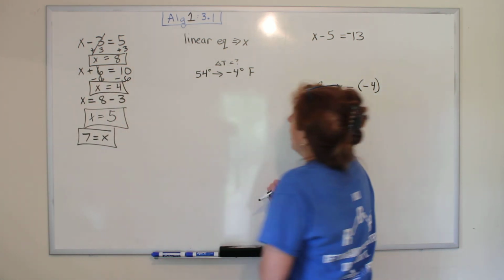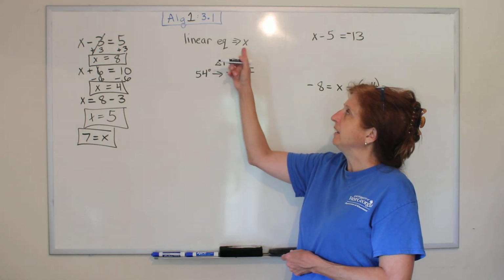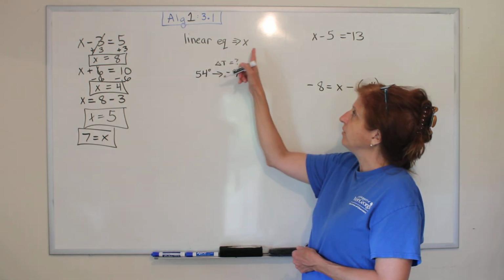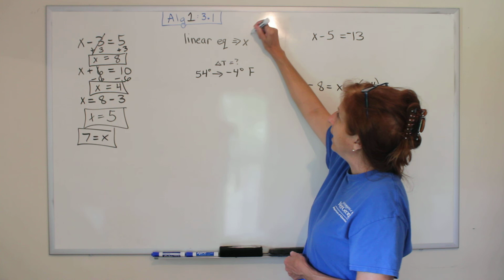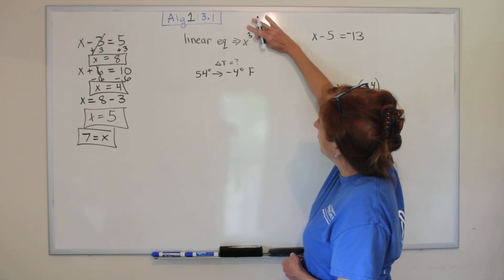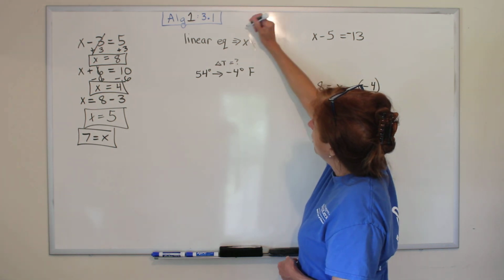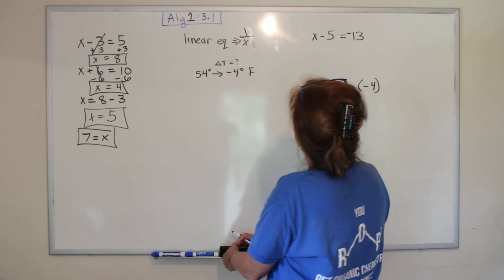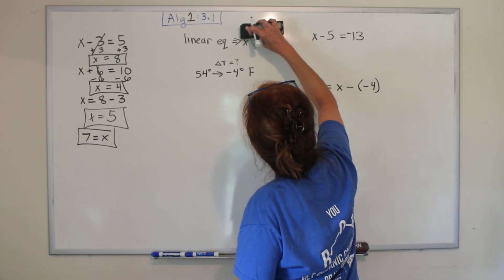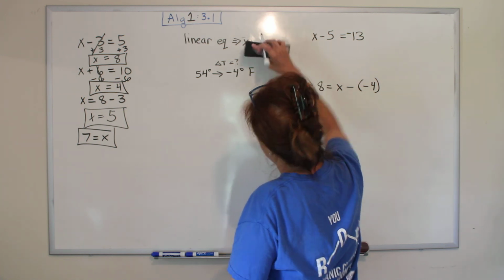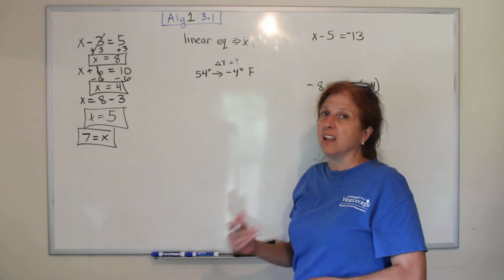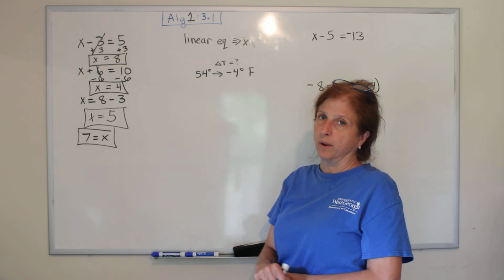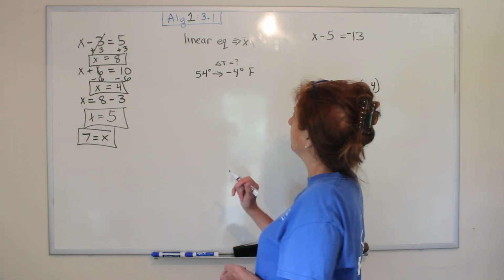Okay. Equations are called linear equations if they just have x. No x squared, no x to the 3rd power, no 1/x, anything fancy like that. As long as they just have an x, if you graph them, they make a line. So they're a linear equation. And we'll learn more how to do that later.